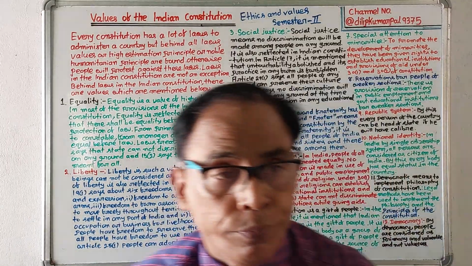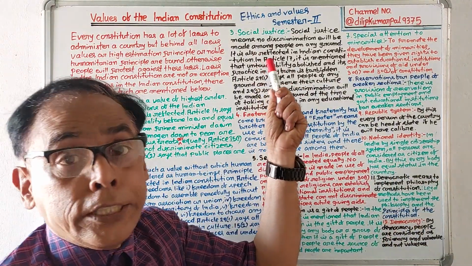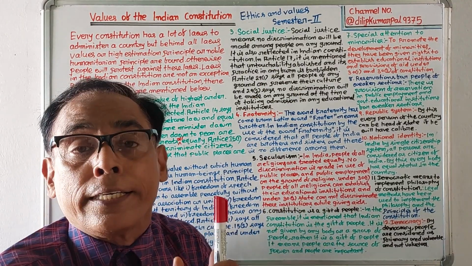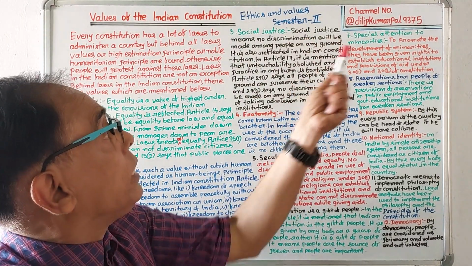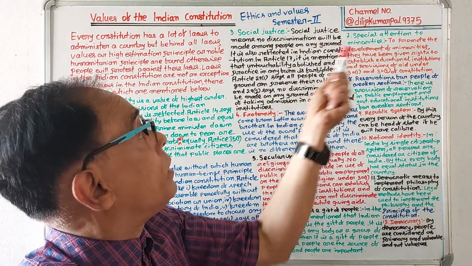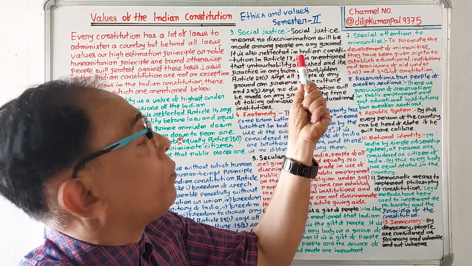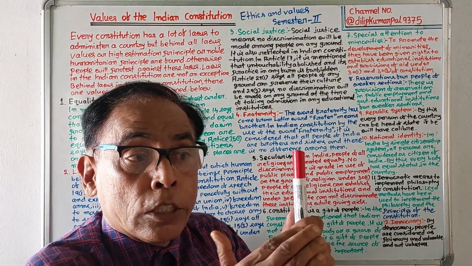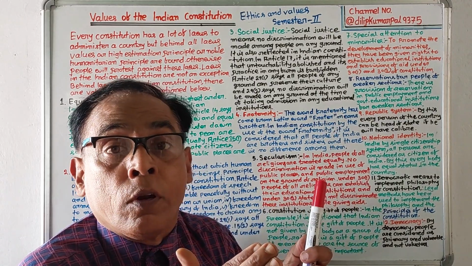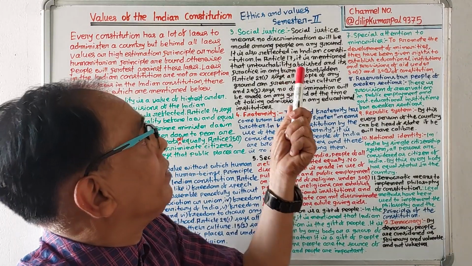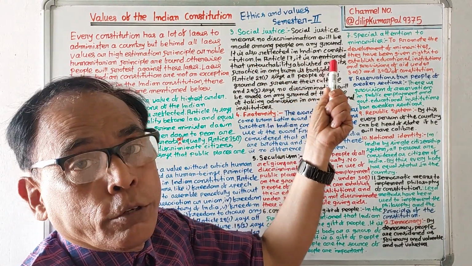And number 3, social justice. It is also a very important value. It is also reflected in the Indian Constitution. Social justice means no discrimination will be made among people on any ground. Social justice means there should not be discrimination among people on any ground. It is also reflected in the Indian Constitution.